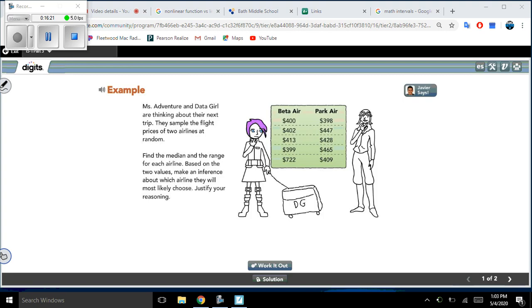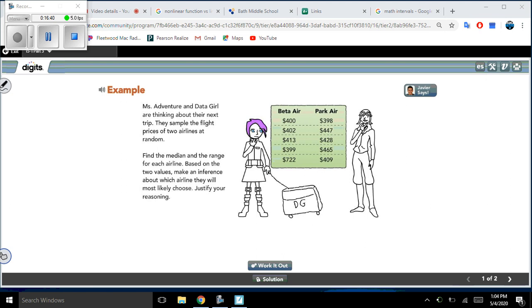All right, moving on to part 3, our last and final part. This is going to be story problems. So here's the situation. You have to find the median and the range for each airline. Based upon the two values, make an inference, which is basically an educated guess, about which airline they should choose, justify your reasoning.